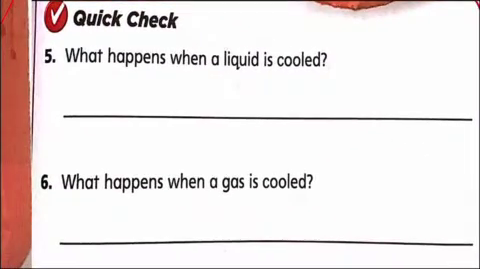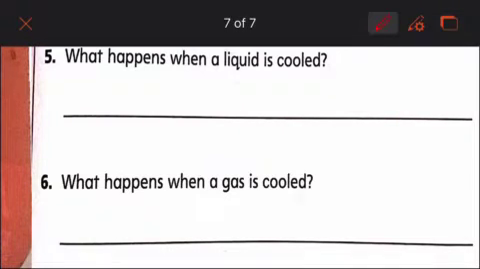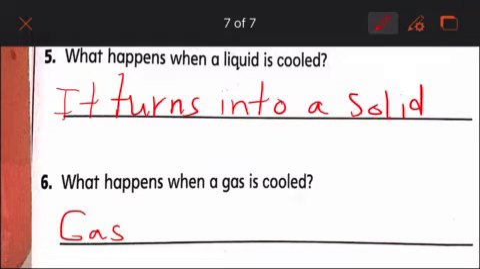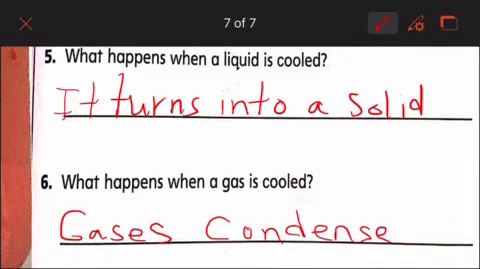Here, what happens when a liquid is cooled? It turns into a solid. Okay? Here, what happens when a gas is cooled? Gases, of course, condense when they are cooled.